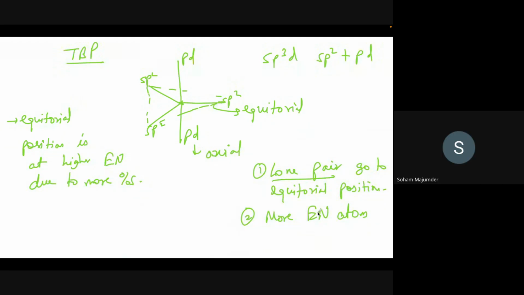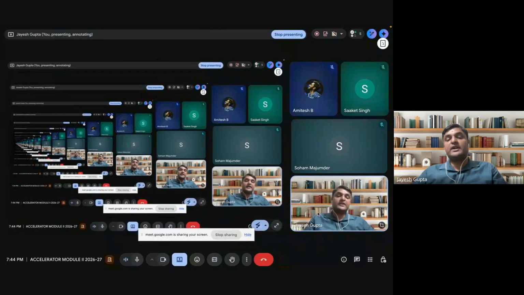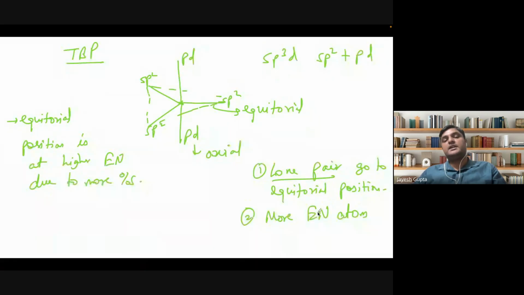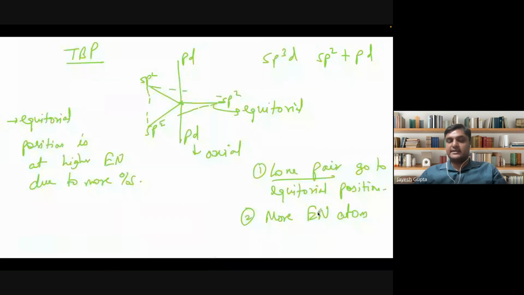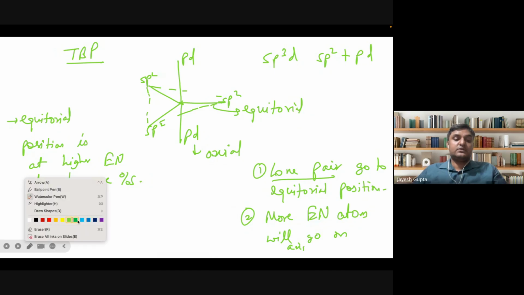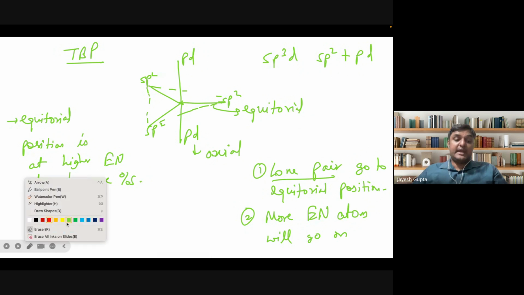So axial, because there are no p-characters, so they have a deficiency of electronegativity. That's why the electronegative atom will go in axial. So this is one logic you can give. Another logic: in equatorial there is already electronegativity, so the electronegative atoms will repel each other. So that's why it will not go in equatorial. The more EN atom will go on axial. So this is very important. This concept actually creates many doubts.